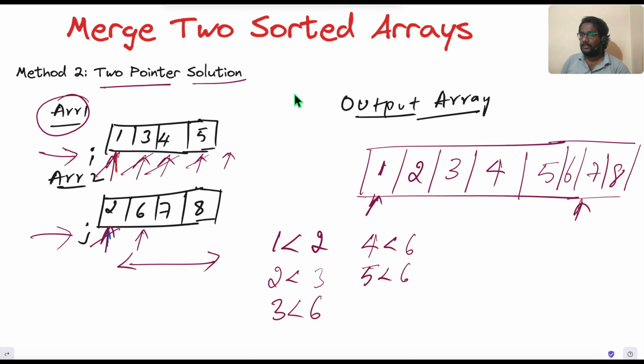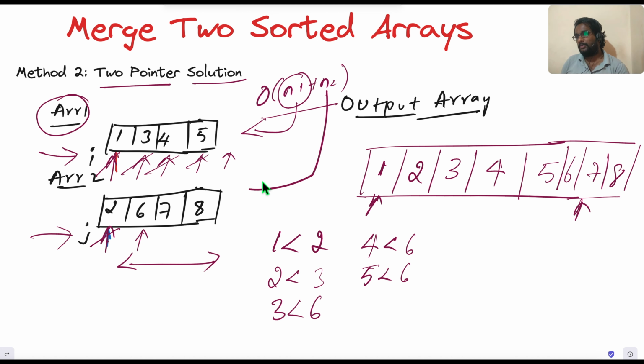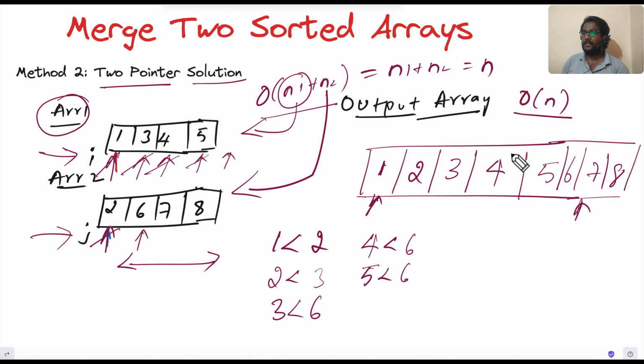So by doing this, the time complexity will be big O of n1 plus n2. n1 is the length of array 1 and n2 is the length of array 2. Or else we can consider n1 plus n2 equals n, and the time complexity would be big O of n. So this is far better than the previous approach, which was the brute force approach.